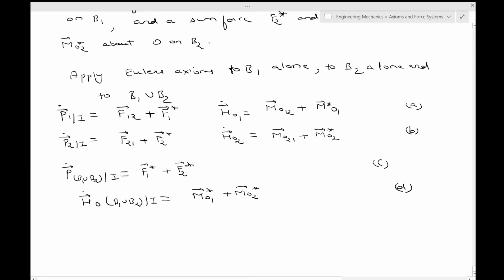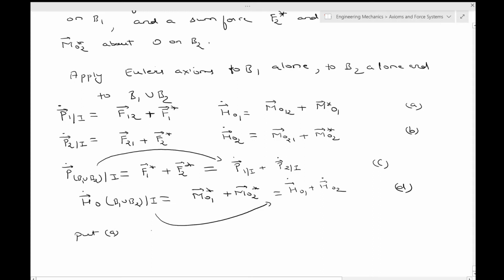Now this quantity can also be written as P dot of 1 in the I frame plus P dot of 2 in the I frame. Similarly, this can also be written as H dot O1 plus H dot O2. Okay. Now put A and B in C and D.